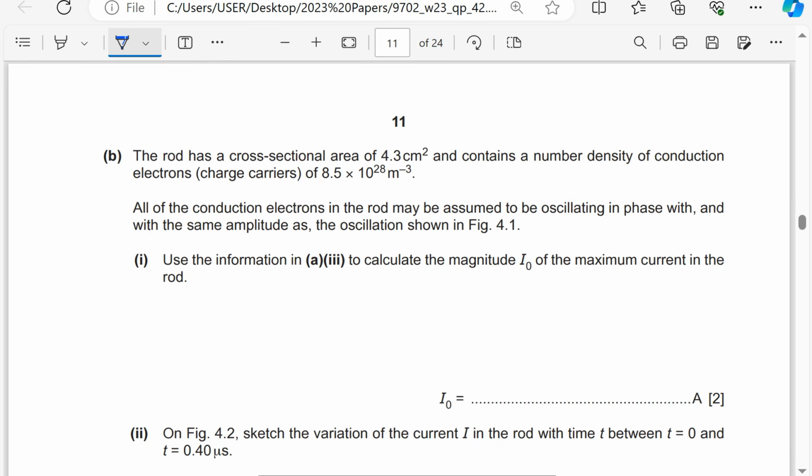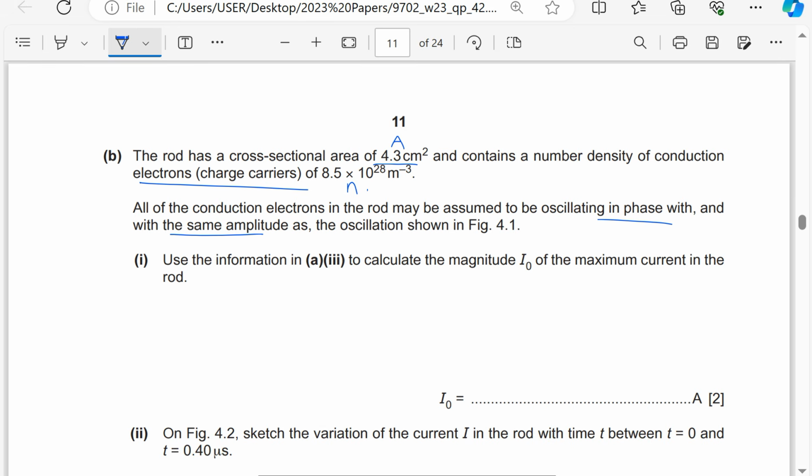The rod has a cross-sectional area of 4.3 centimeter squared and contains a number density of conduction free electrons. So this is small n. So this is area, small n. All of the conduction electrons in the rod may be assumed to be oscillating in phase with the same amplitude as the oscillation shown above. So the amplitude is the same.